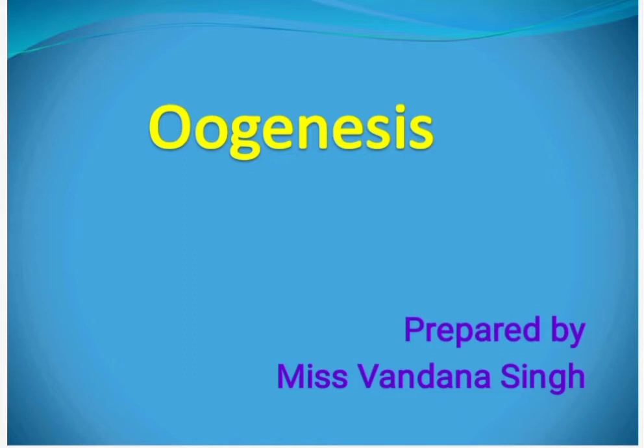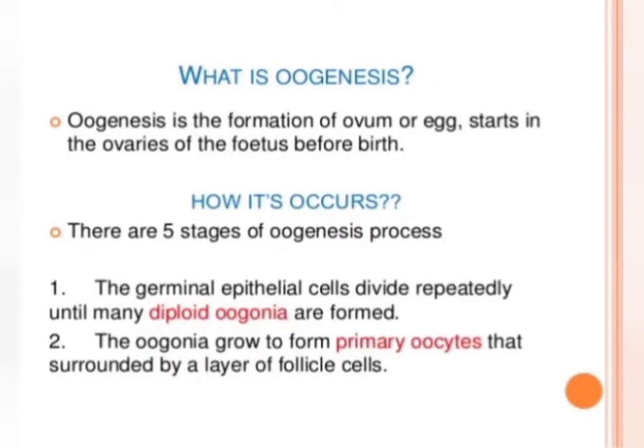So let's start. First, we need to know what oogenesis is. Oogenesis is the process of formation of the ovum or egg, which starts in the ovaries of the fetus before birth. Or we can also say that it's a process of maturation of reproductive cells in the ovary.